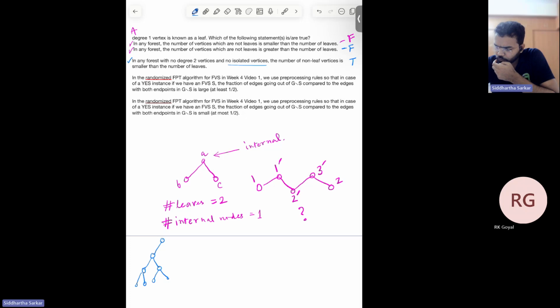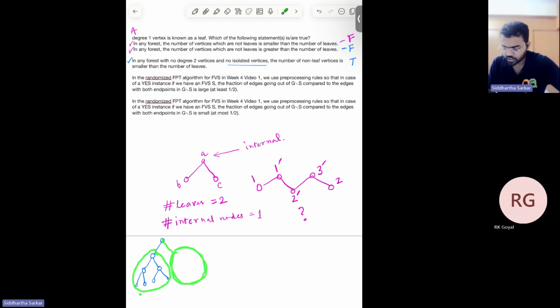So the number of non-leaf vertices is small. In this figure, how many leaves are there? Five leaves, 2 plus 2 plus 1. Whereas there are only three non-leaves. So there are fewer non-leaves than leaves. So this looks true. The only difference with the complete binary tree is that you do not want the root to have another subtree. If there is a root, the root has only one subtree, and that is a complete binary tree.